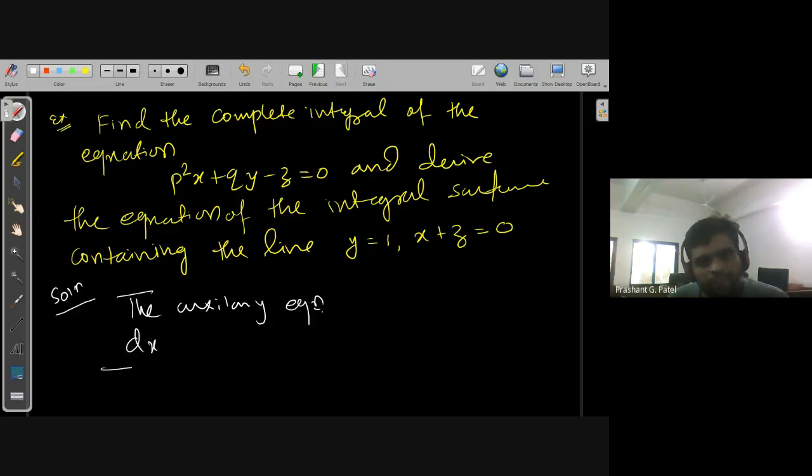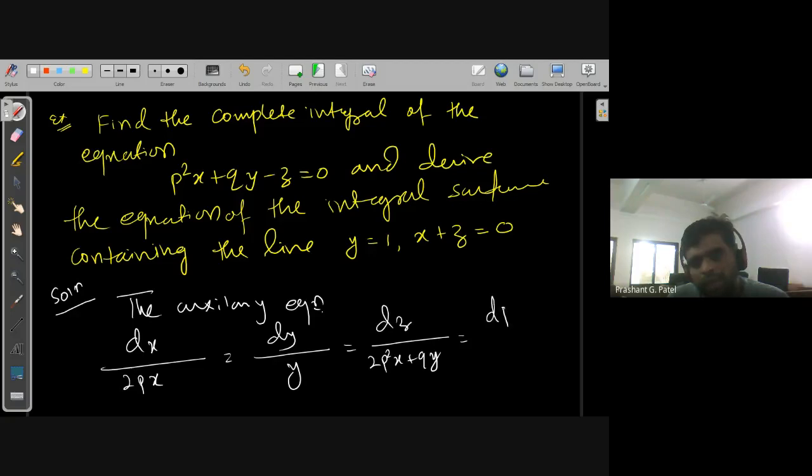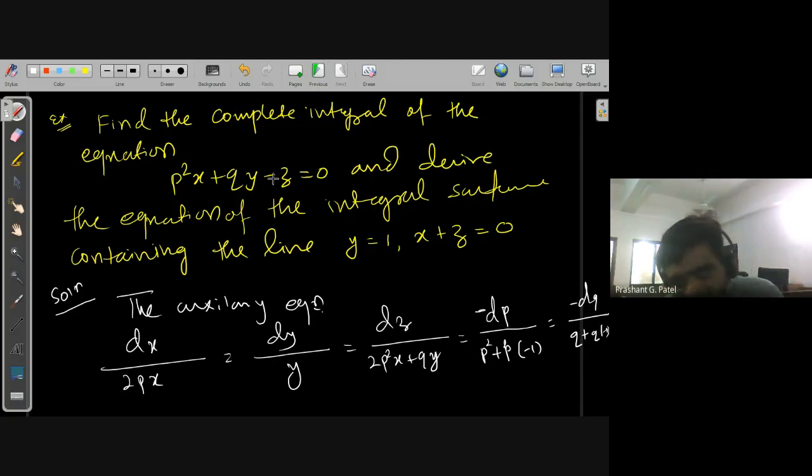So that is dx upon fp. fp is the derivative of this with respect to p, which gives me 2px, equal to dy upon fq, that is y, equal to dz upon p fp plus q fq, that is 2p square x plus qy, equal to dp upon minus fx minus p fz, that is minus p square plus p into minus 1, so that is minus 1, equal to dq upon minus fy minus q fz, that is minus q plus q into minus 1, fz is minus 1.